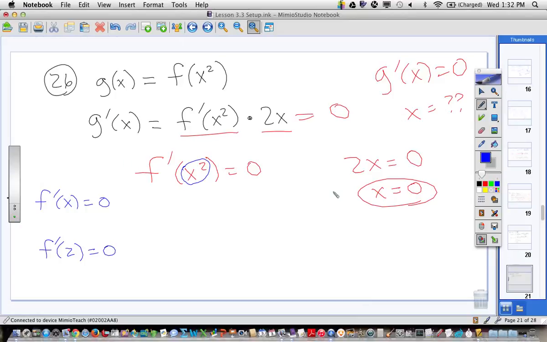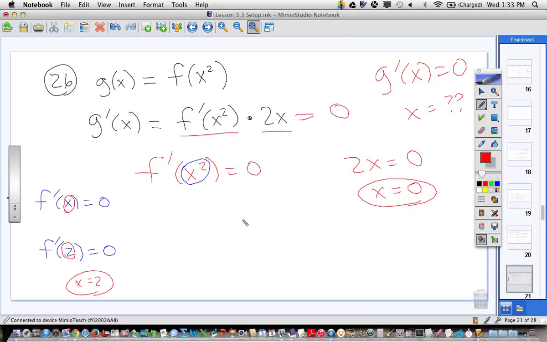F prime of 2 is, oh, I should have my colors again. I hope this doesn't confuse you. All right. So in other words, this piece in here has to be a 2. f prime of 2 is 0. So therefore, in this problem, x has to equal 2. But that's not what we have inside there. We have x squared.